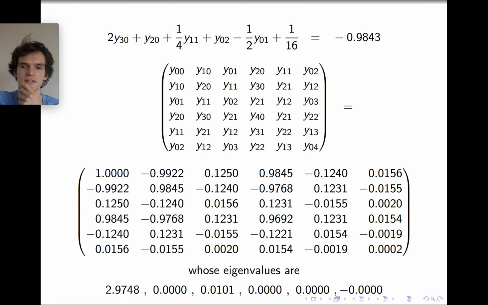So let's compute it. We take a semi-definite programming solver. We solve this problem, and what do we get? We get this optimal value here of minus 0.9843. And the moment matrix, you get these numbers. If you compute the eigenvalues, you find that they're all non-negative, and you find that it is rank 1.